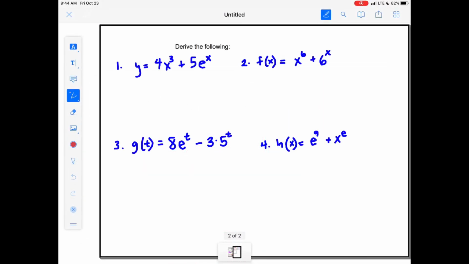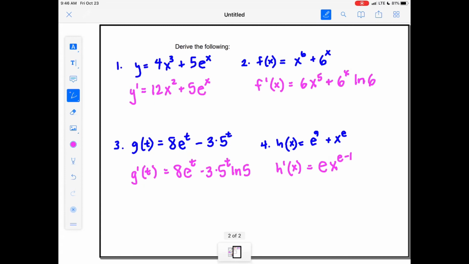Here are some problems. Why don't you pause it? And in a minute, I will post the solution. And these are the solutions.